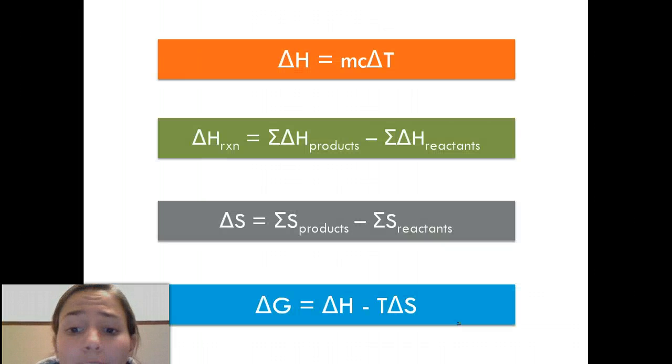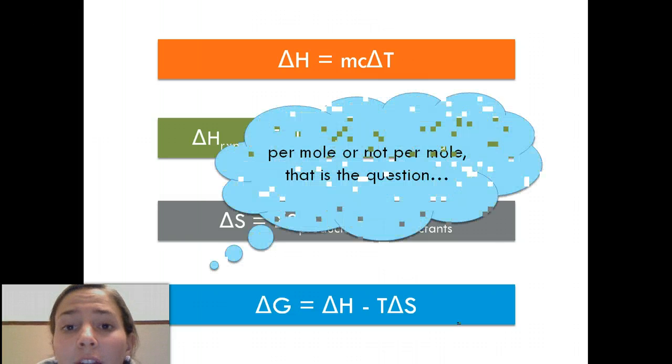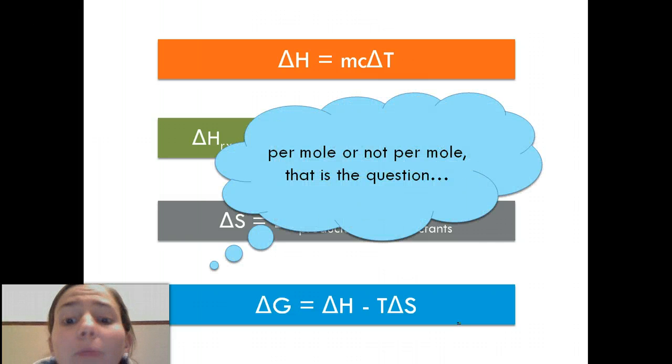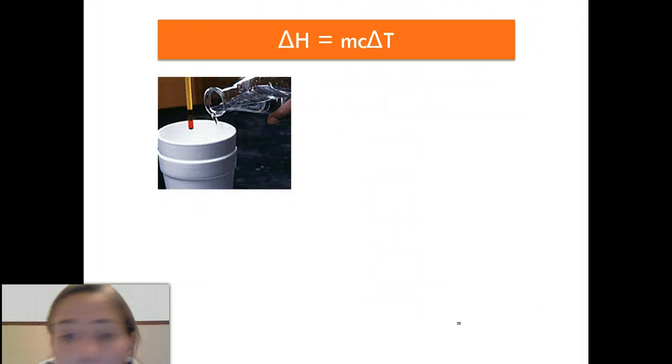with our four common equations, it's sometimes really difficult to understand if our unit at the end of our answer should have per mole or not per mole. So let's take a look at a few examples.